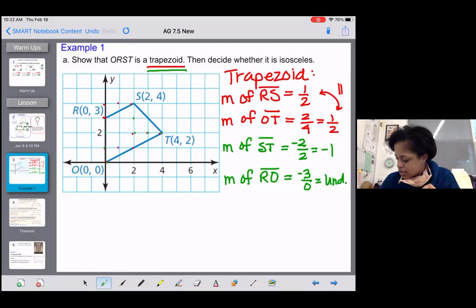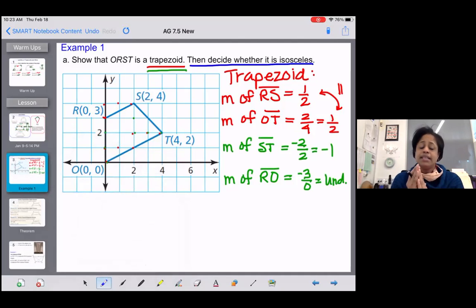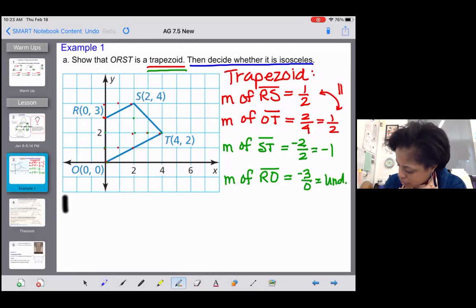Then decide whether it is isosceles. This is a different procedure. If it's going to be isosceles, the two sides that are not parallel, which are the legs, have to be congruent. That's what I meant to say. So we need to use the distance formula because we have to figure out whether they are congruent or not. You might already know the answer, but I'm going to do the problem all the way anyway. So here's the isosceles part.